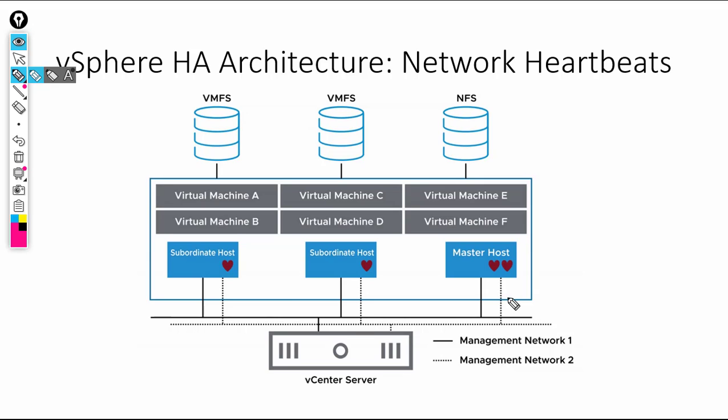According to VMware, we need to configure at least two management networks, because by chance if one management network goes down, then your cluster will be imbalanced, or there may be some misconfiguration. So create a redundant management network. If one network goes down, then the subordinate hosts and the master host will communicate with each other through the alternative management network. This is the recommendation by VMware, but you can run an HA cluster on a single management network. It's not a hard recommendation, it's a soft recommendation.